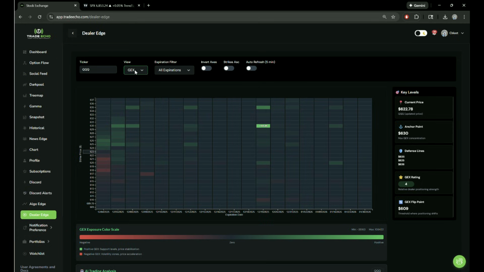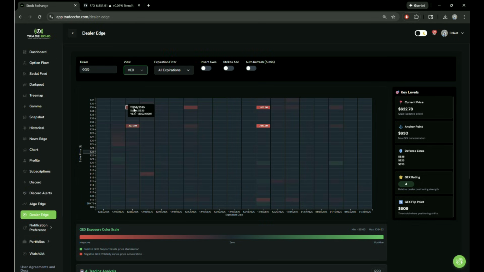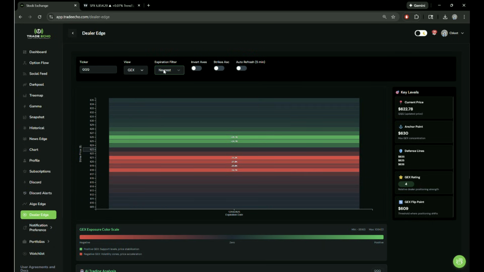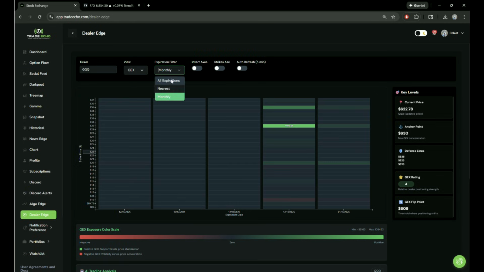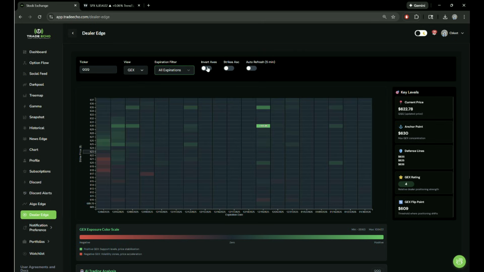View modes and filters. Dealer Edge offers three visualization modes. GEX shows gamma exposure. Options volume highlights where traders are most active. VEX maps volatility exposure. Below the view selector, you can filter by expiration: all expirations, nearest term expirations, or monthly expirations, which matter most around monthly OPEX. You can also invert axes, toggle strike ordering, and enable auto refresh, so data updates automatically every 5 minutes.